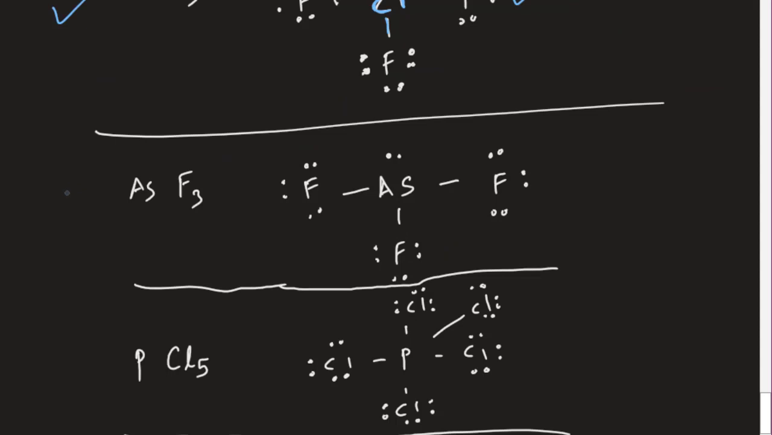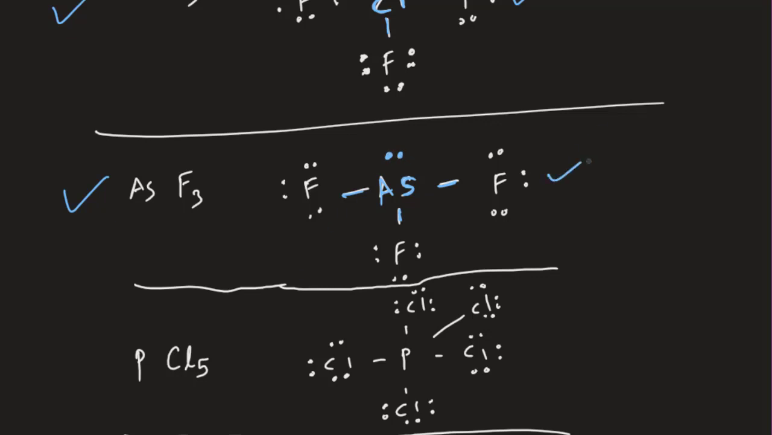Next one is AsF3. For As, valence electrons are 5, out of which 3 are used to make the bonds with fluorine, and these remaining 2 are shown as the lone pair. And for fluorine, we have got 3 lone pairs, and there is this bond with As.